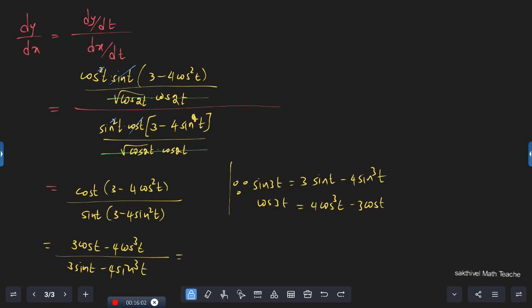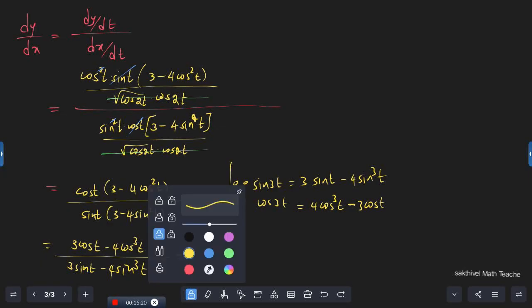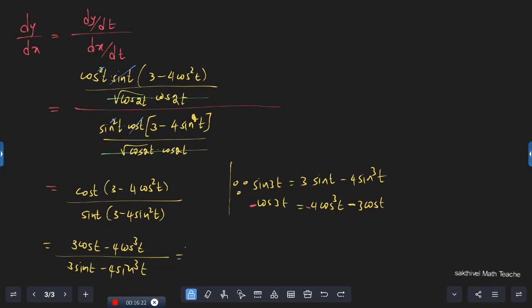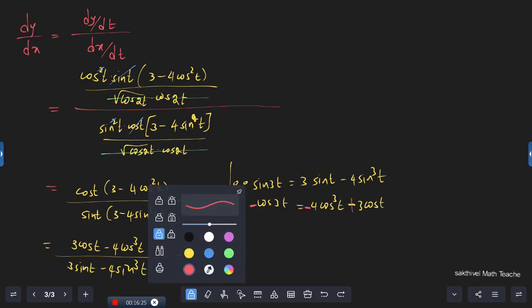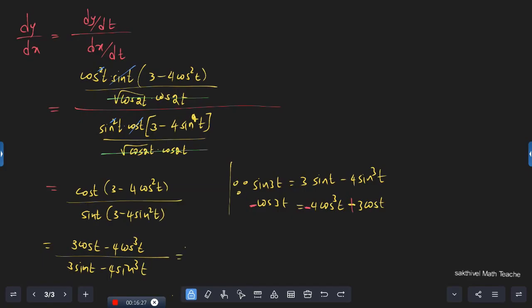Just see, the numerator is not in a pattern. What is the problem? Here we have minus 3 cos t, but in the formula we have minus 3 cos t with plus 4 cos cube t. So you take minus outside from the numerator. If you multiply minus on both sides, this becomes positive. Then the formula is minus 4 cos cube plus 3 cos t, which is minus cos 3t, divided by the denominator.